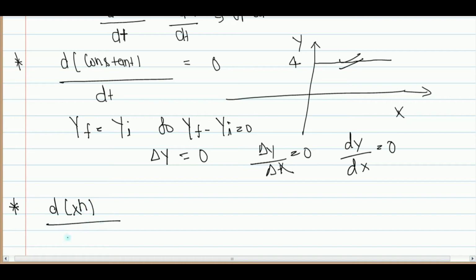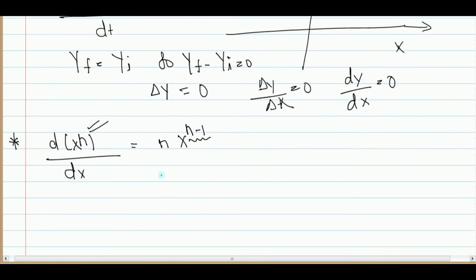Differentiation of x to the power n with respect to x. Always remember, it will be equal to n times x to the power n minus 1. Just remember, the power will always be reduced by 1, and this power n will come in front as a multiplication.